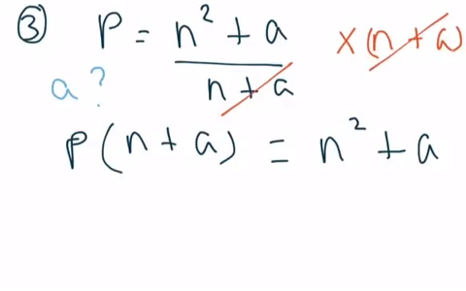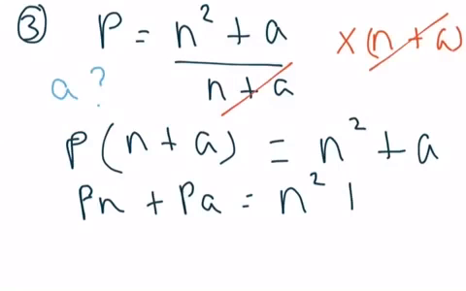So what do we do now? Well, we would expand out the bracket. So on the left hand side we're going to have pn plus pa equals n squared plus a.